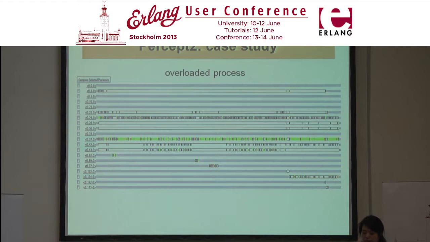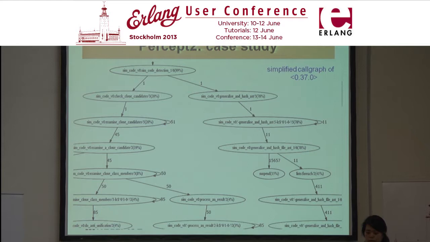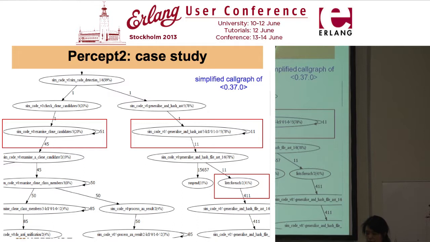If you look at the call graph of this process, the most important one, here I show a simplified version to make it smaller. You can immediately spot a few places you want to have a look at. First, from the function name, you can see it's a list comprehension expression. And this one is a list foreach. Both of these take a lot of time. Another one is a recursive function call, which also takes a lot of time. So you spot a few places in your function which take most of the time.